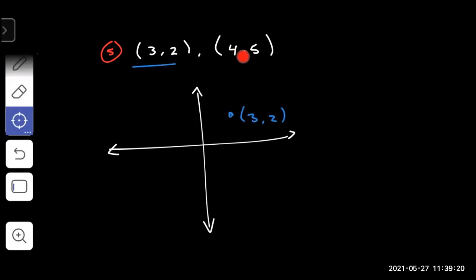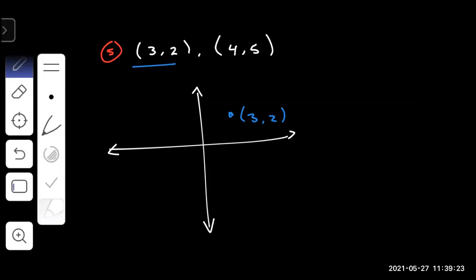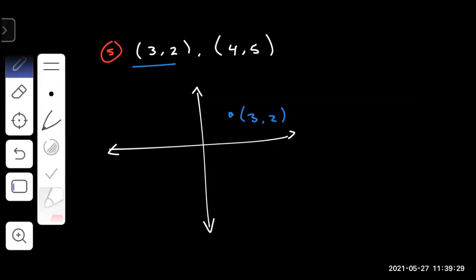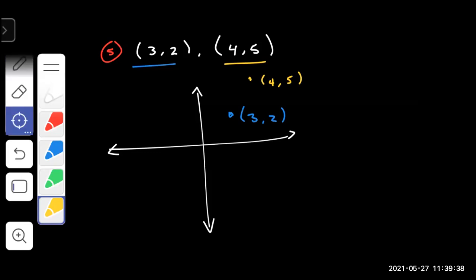And then the second point that you have is 4,5. 4 for x is a point like this, and 5 up, it's gonna be a point like this. For this point, guys, it's 4 for x and 5 for y. This is just an idea.